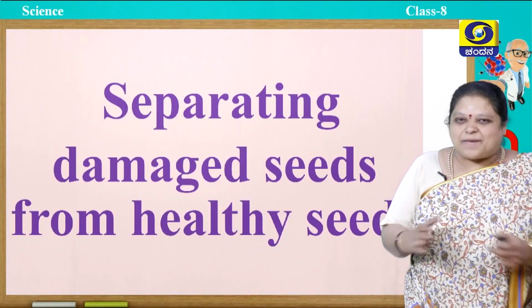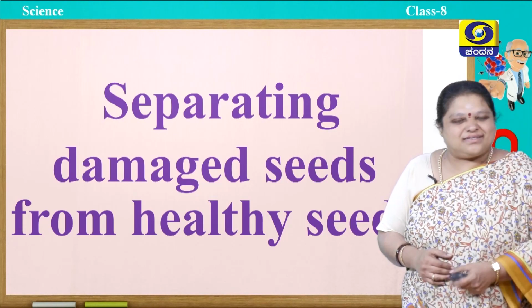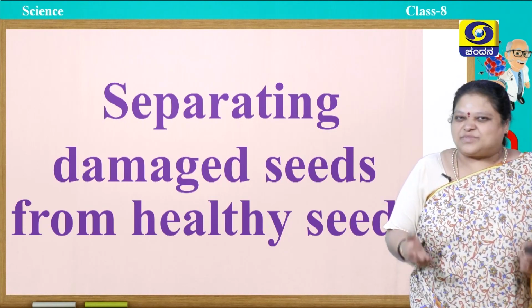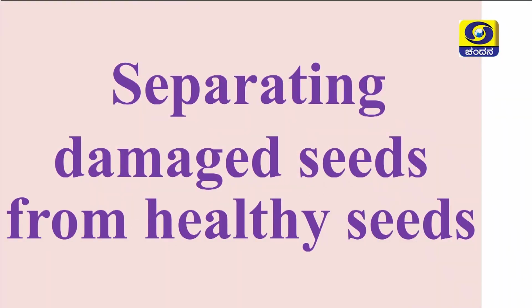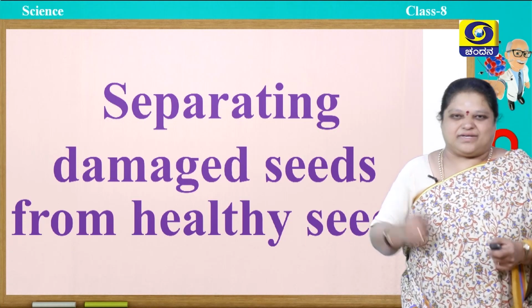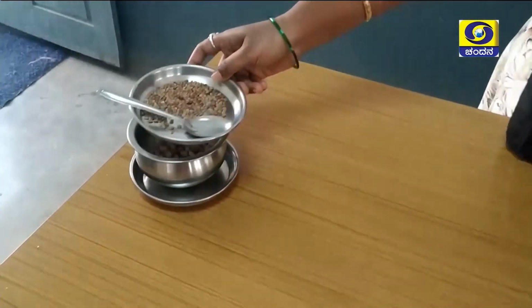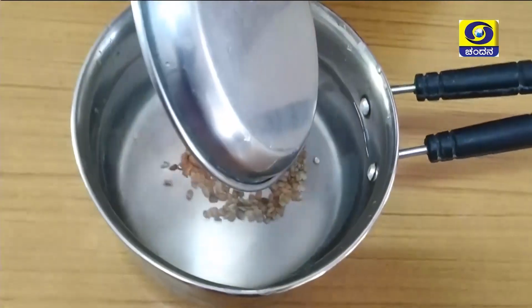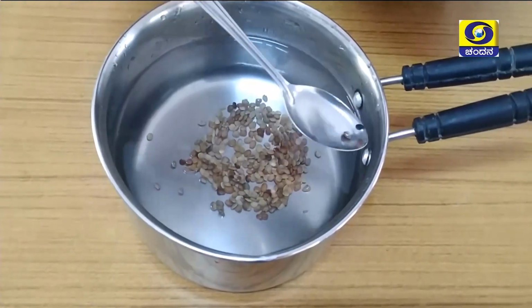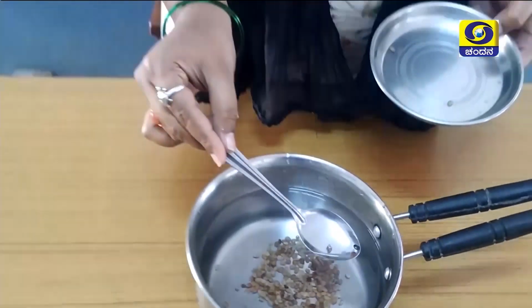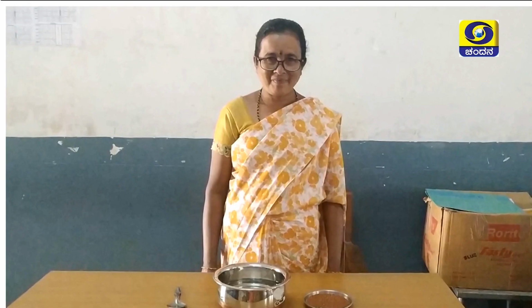So, how to separate the damaged seeds from the healthy seeds? There is a small activity, just observe it. You can see how you can separate the damaged ones from the healthy ones. See here, water is taken and we are adding some seeds. Madam is adding the seeds. The healthy seeds will sink, whereas the hollow or the damaged seeds will float. So like this you can identify the healthy seeds from the damaged seeds. Thank you, madam. You can do the same thing with other seeds also.